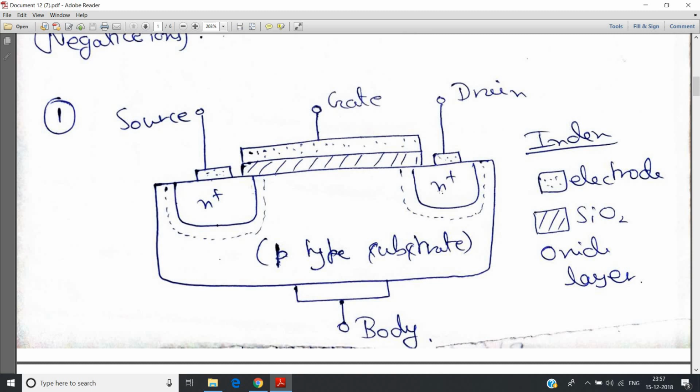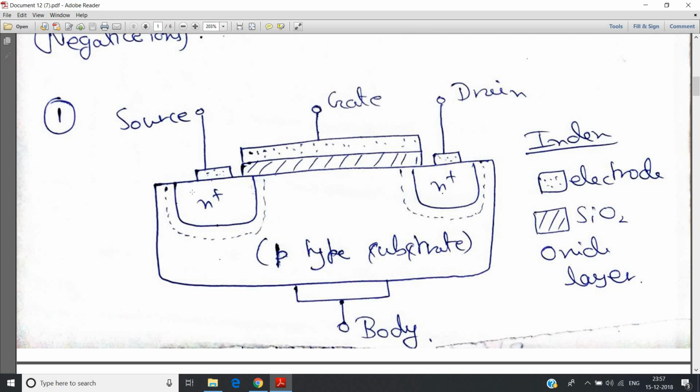Same thing goes for drain and body. Drain is n-type, body or substrate is p-type. So in between drain and body, there is another PN junction. So obviously another depletion region will form in between drain and body. Now, obviously you can understand there will be two capacitances. One is source to body capacitance. Another one is drain to body capacitance. This is obviously clear, right?